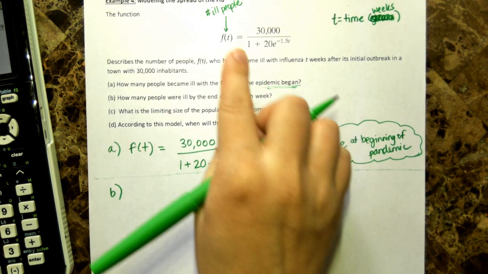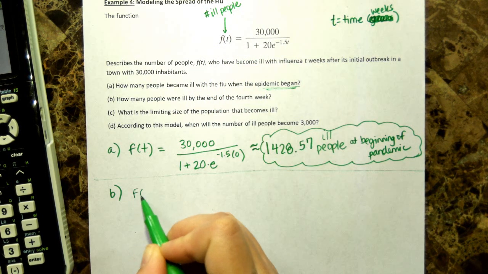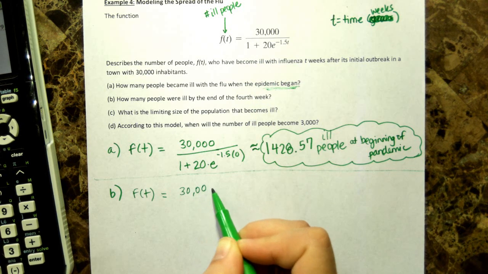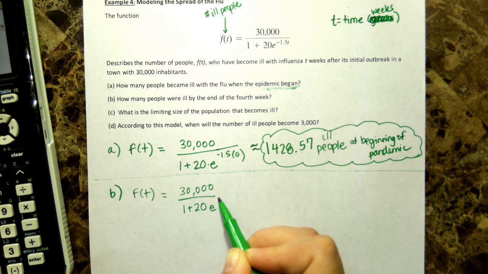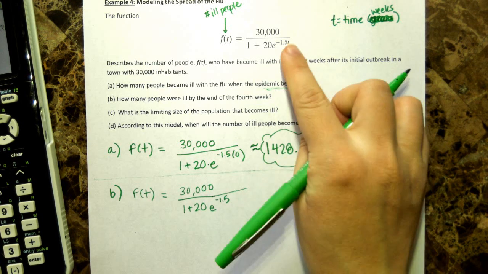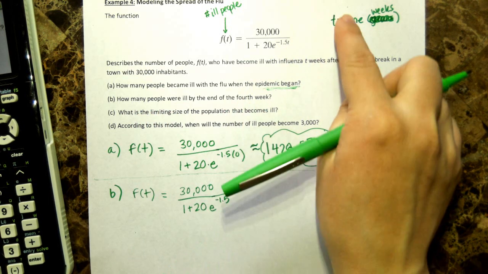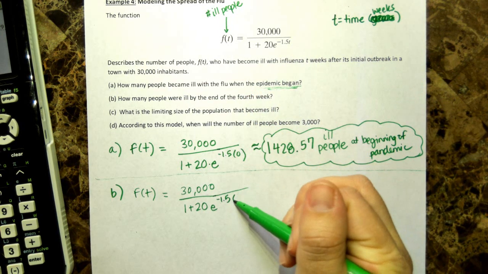In this case, we're trying to figure out how many people are ill, so we're still trying to figure out what f of t is. It's going to equal 30,000 divided by 1 plus 20 times e to the negative 1.5 t. I'm just copying down this formula. For our t value, it's asking how many people will be sick at the end of 4 weeks. Remember, t is time in weeks, so if we're talking about 4 weeks, my t value will be 4.